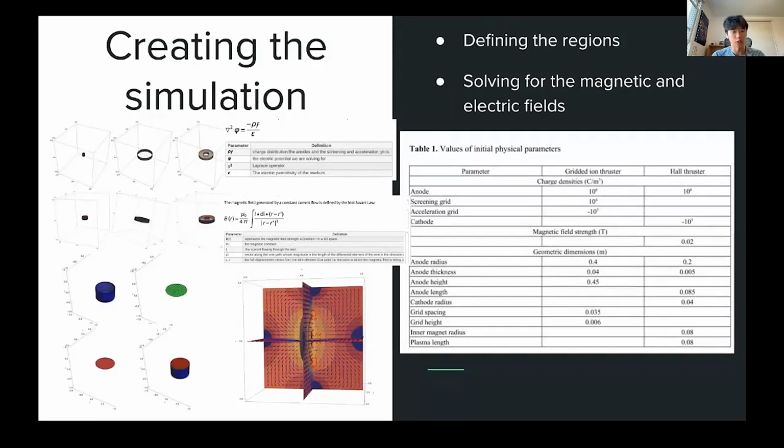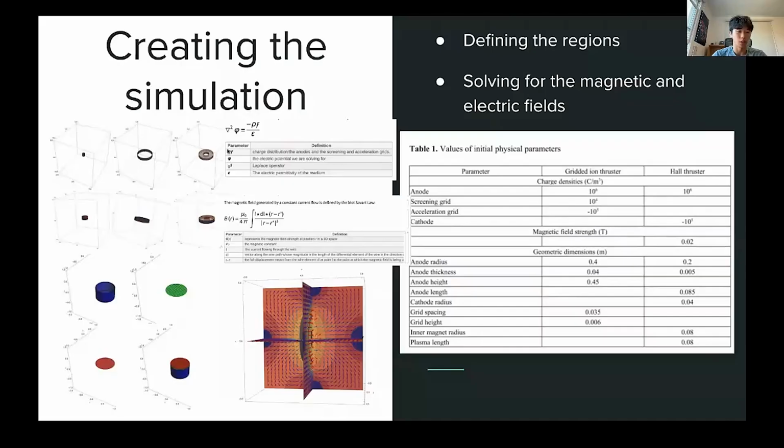In order to create the simulation, I first had to define all the different regions. The top left image here is for the Hall thruster. The bottom left is for the gridded ion thruster. You can see the screening grid and the acceleration grid, and also the anode region, which I defined within Wolfram using ParametricPlot3D. And here I have plasma regions and magnetic regions, a north magnetic region and a south magnetic region. You see red and blue, if you can see that.